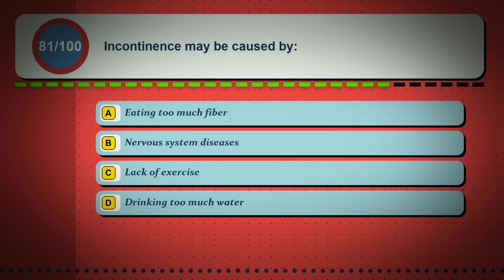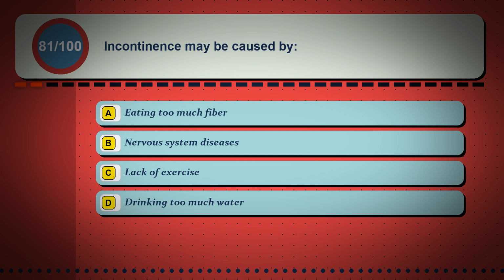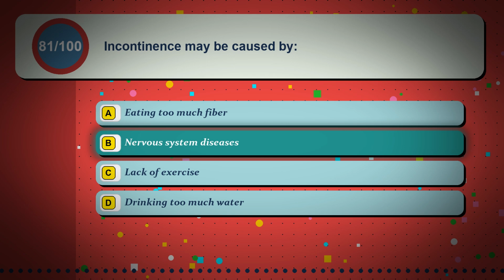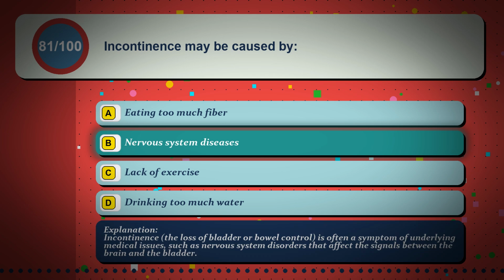Incontinence may be caused by option A, eating too much fiber. Option B, nervous system diseases. Option C, lack of exercise. Option D, drinking too much water. The correct answer is option B, nervous system diseases. Incontinence, the loss of bladder or bowel control, is often a symptom of underlying medical issues, such as nervous system disorders that affect the signals between the brain and the bladder.